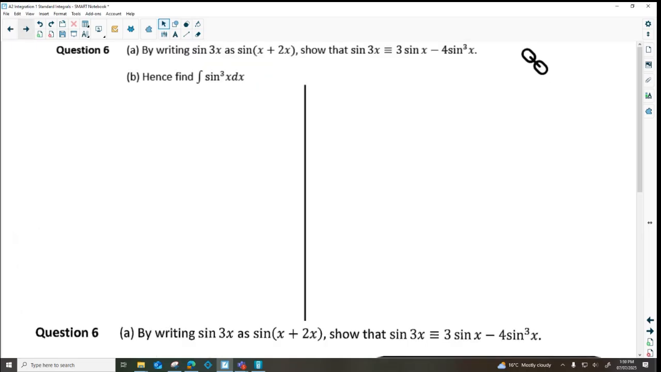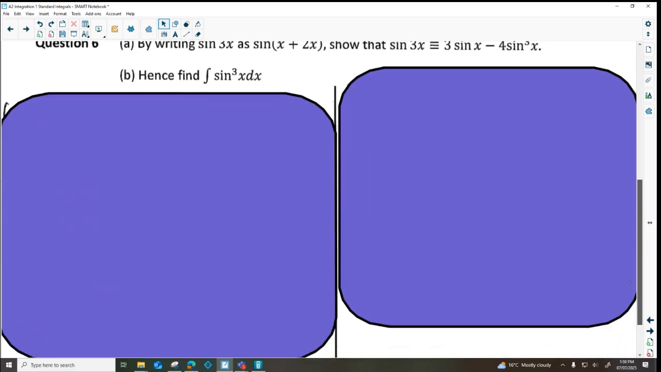So question 6: part A is a trig identity question and part B has got some integration in it. Part A says, by writing sine 3x as sine of x plus 2x, show that sine 3x is 3 sine x minus 4 sine cubed x. Part B asks me to hence integrate sine cubed x. Pause the video, have a go at it, then I'll go through the answers.